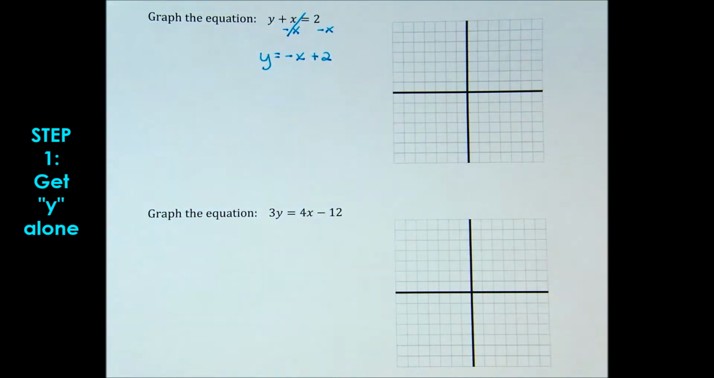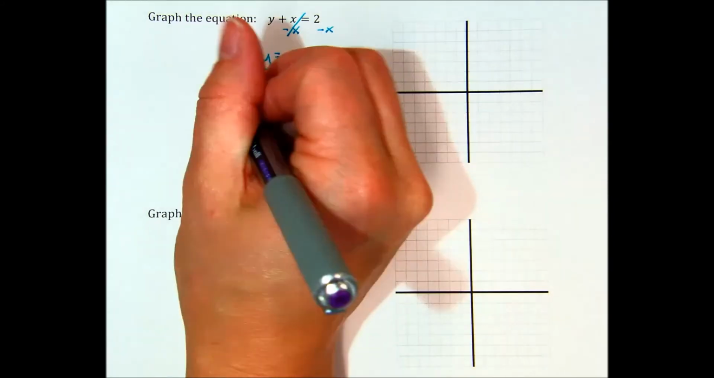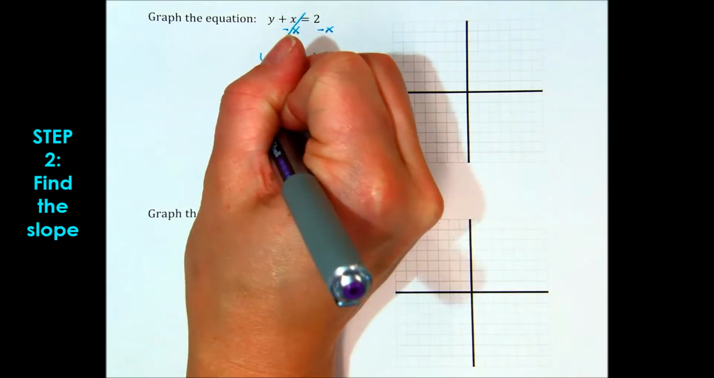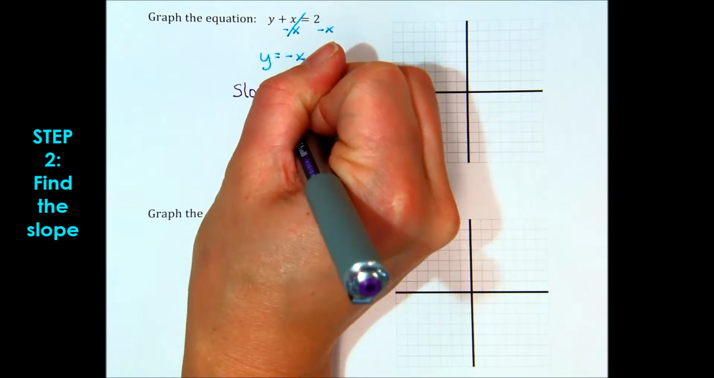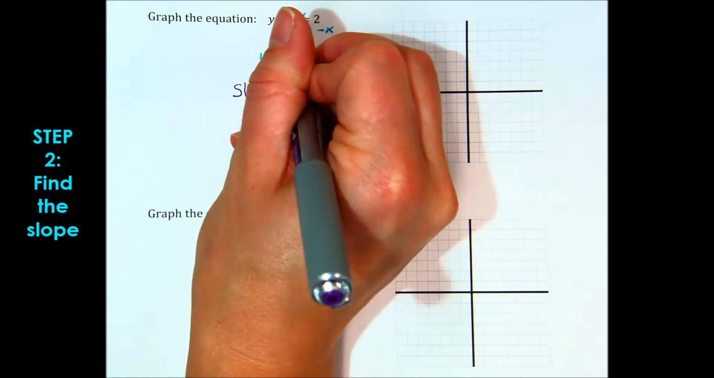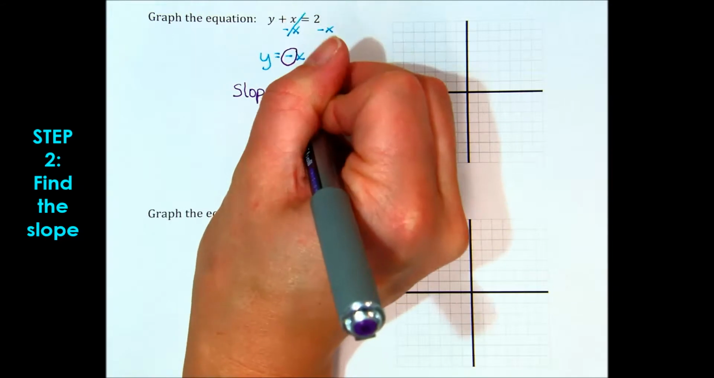Once y is by itself, you then can identify what number in your equation is your slope. Slope is always the number located in front of the x, so in this case it's a negative 1.